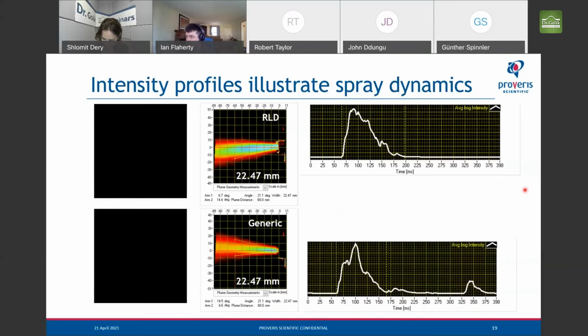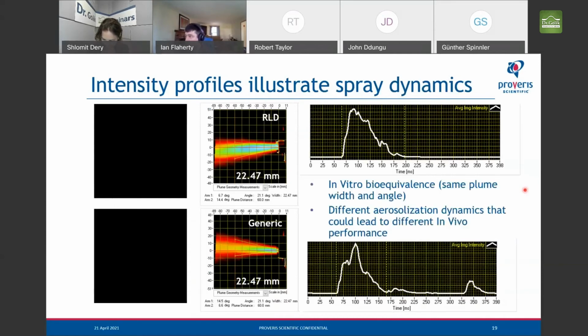So here's another example of how intensity profiles can illustrate spray dynamics. In terms of in vitro bioequivalence, right here we have two different devices, a generic and a reference, where the plume width and angle are almost identical. If you look at the intensity profiles, you'll see some distinct differences. And you can see in the actual raw video of the plume geometry that they're actually not performing the same, despite the plume geometry measurement.